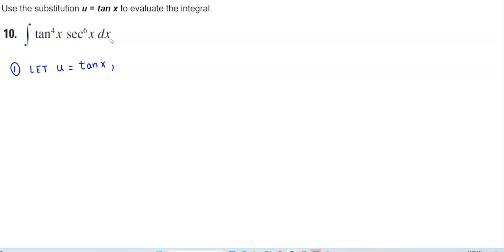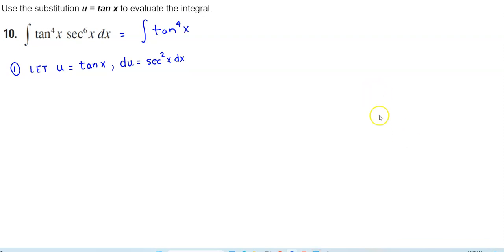Okay, and then what do we know about du? Well, du is then going to equal secant squared x dx. So now before we go on to step 2, we need to rewrite this statement up here. And so one way of doing that is, okay, well, we have the tangent to the 4th x. We can leave that as it is.